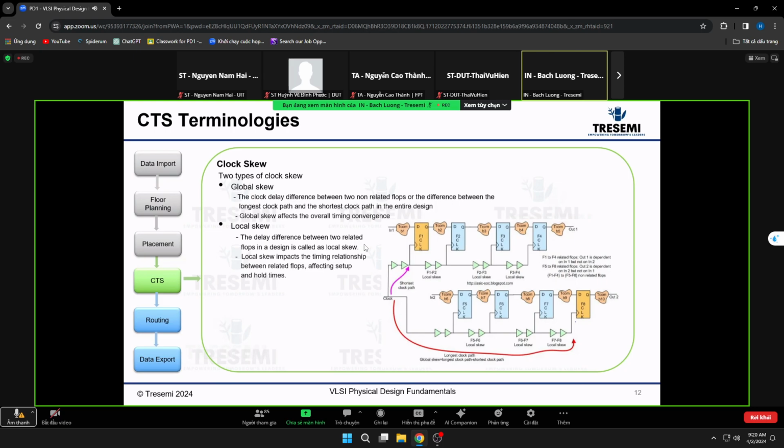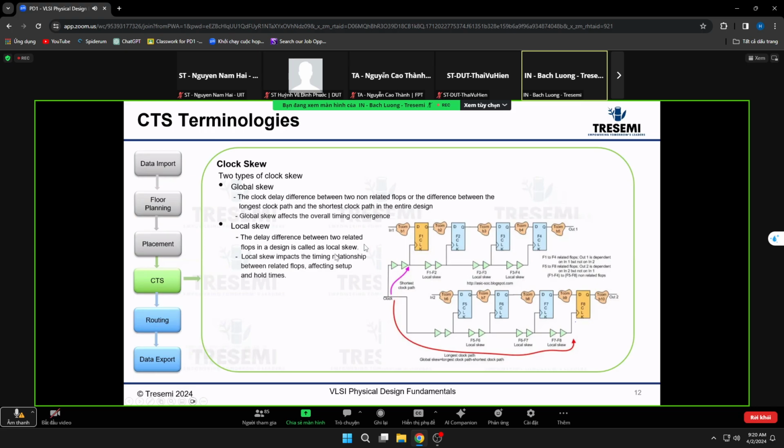Okay, and then the local skew would be related to near neighbor flops, the related flops. For this example, F1 and F2, the skew between these two is going to be called local skew. So this one is a local skew. In the entire design, your global skew is going to impact your overall timing closure, meaning how difficult it is to close your setup time and your hold time. It's based on that.